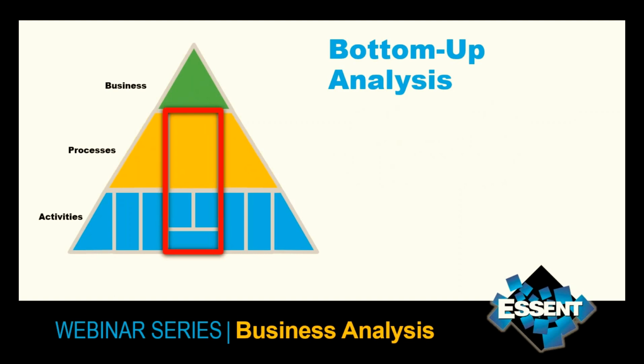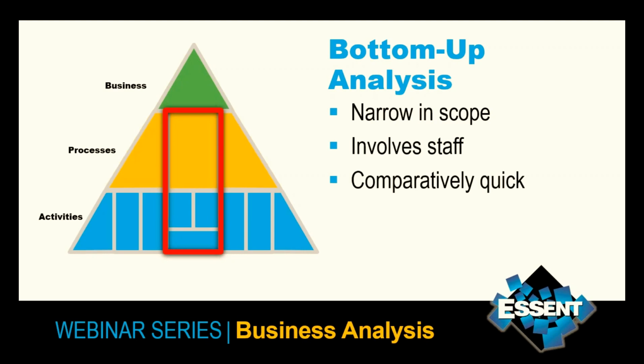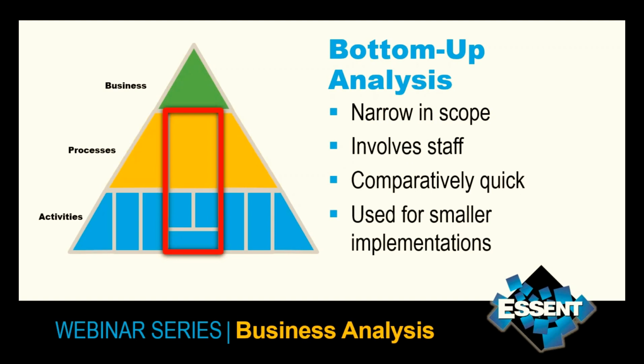So we have a bottom-up analysis, which is typically easier to perform than a top-down analysis. And actually, it tends to be more narrow in scope because, well, you're seeking to optimize a specific process and not the entire business. And it also usually involves staff as opposed to managers or senior managers. And since it's narrow and focused on activities, it tends to be quicker than a top-down analysis. And typically it's used for smaller implementations. These are your quick hitter type of projects that you might have.